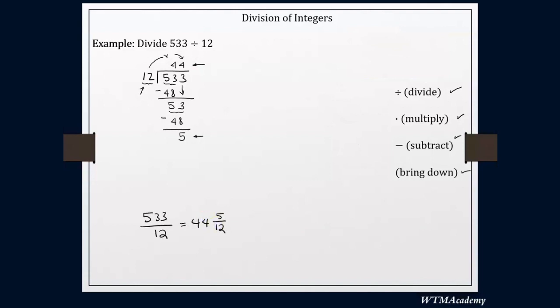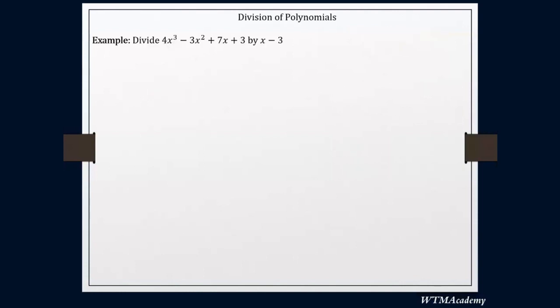So we're going to use the same process to divide polynomials. So let's get to it. In this example, they're asking us to divide. Let's do the setup. 4x to the third minus 3x squared plus 7x plus 3 by x minus 3.